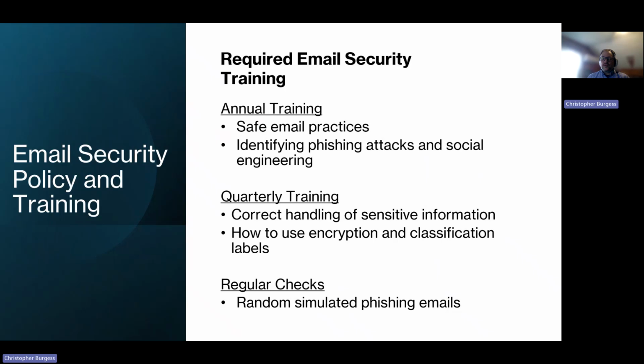As employees of Media Industries, we are required to meet the email security policy training standards. This includes annual training of safe email practices and how to identify phishing and social engineering attacks. Quarterly training covers how to properly handle sensitive information and use encryption and classification levels. There will also be random simulated phishing emails sent out to test the knowledge of email users at identifying these attacks.